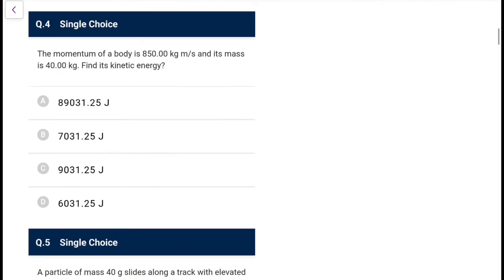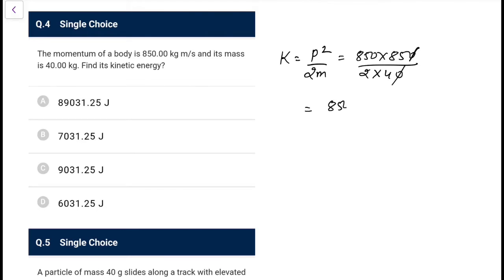Next, the momentum of the body is this and its mass is this. Find its kinetic energy. So we know kinetic energy for a single object is p square by 2m. So p is 850, so 850 into 850 over 2m is 2 into 40, and the zeros get cancelled. So now make it out. What we have, this is 850 into 85. Do the calculation if you wish. 85 by 8 would be 10 point something, so it would be greater than 8500, and it would be 10 point something.